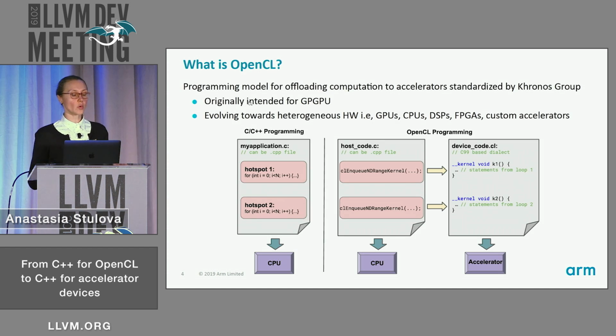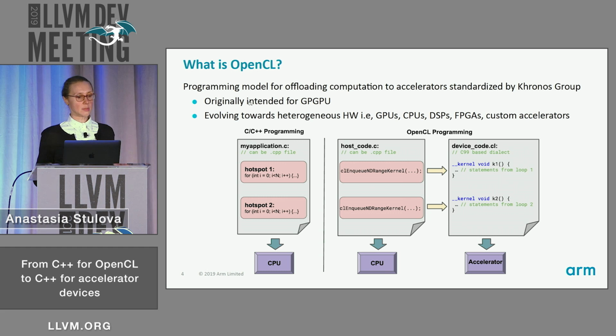Let's get started. So what is OpenCL? OpenCL is a programming model that allows you to offload computations to accelerators, and it is standardized by the Khronos Group. Originally, it was intended for GPUs, but these days it is evolving towards supporting various different hardware. For example, you can run OpenCL on DSPs, on FPGAs, custom accelerators, and CPUs as well.